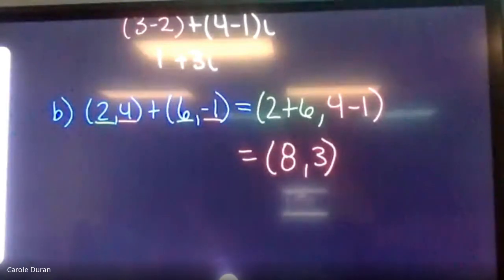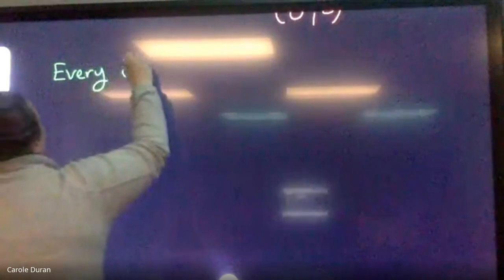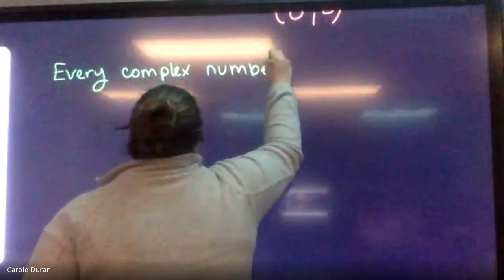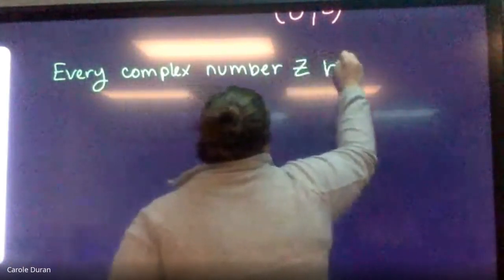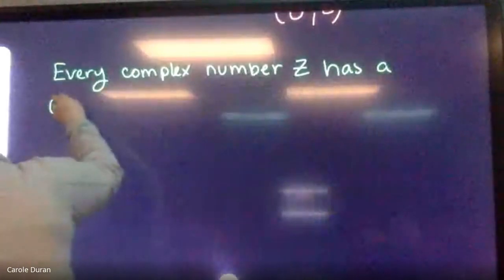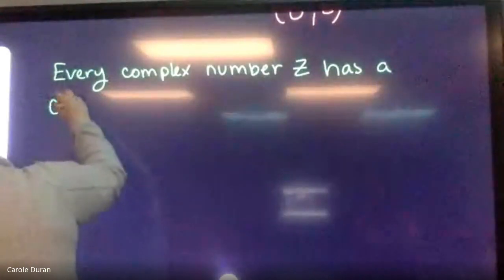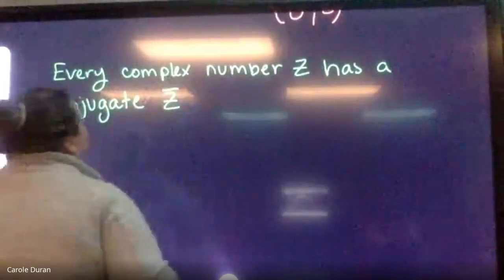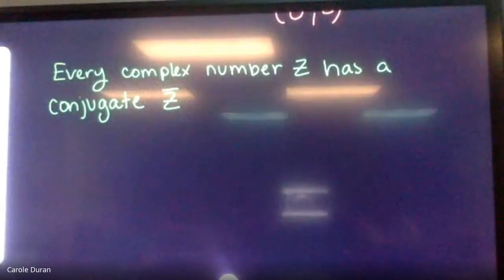So now we're going to switch gears a little bit and examine something that is specific to complex numbers. And that is called the conjugate of a complex number. I love the conjugate so much. So we're going to start with the fact that every complex number has a conjugate. And to denote that conjugate, we take the complex number variable z with a line over it.